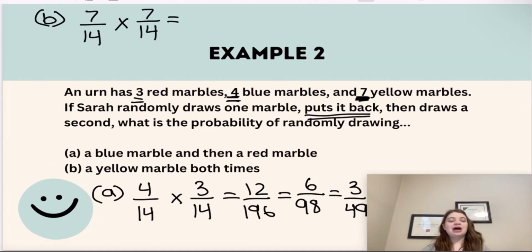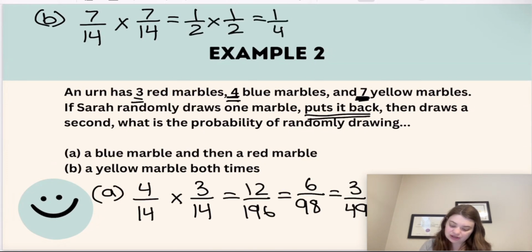and the reason is that we put the marble back. So although we would have to get a yellow marble in the first place, it goes back in, and so we draw from an urn with the same number of marbles of each color on the second draw. Now, instead of just multiplying across, I'm going to notice that 7 over 14 is just 1/2. So this is the same as 1/2 times 1/2, which is 1/4.